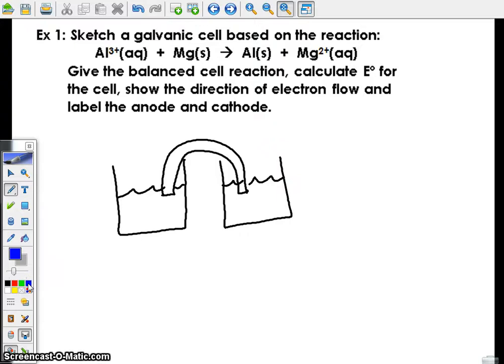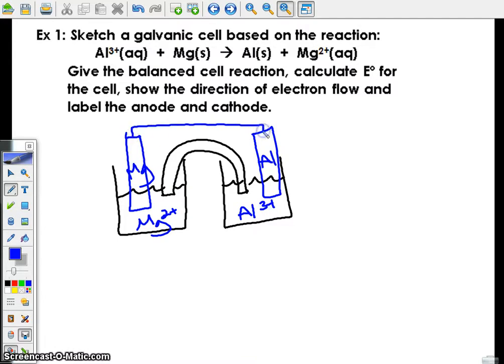Now, I have magnesium solid as one of my electrodes and aluminum solid. I can see that from the reaction. So on one side, I'm going to put a strip of magnesium, and then floating around, I'm going to have magnesium ions. So make sure you include the ions in solution as well. And then on the other side, I'm going to have a strip of aluminum, and I'll put the aluminum ions inside.